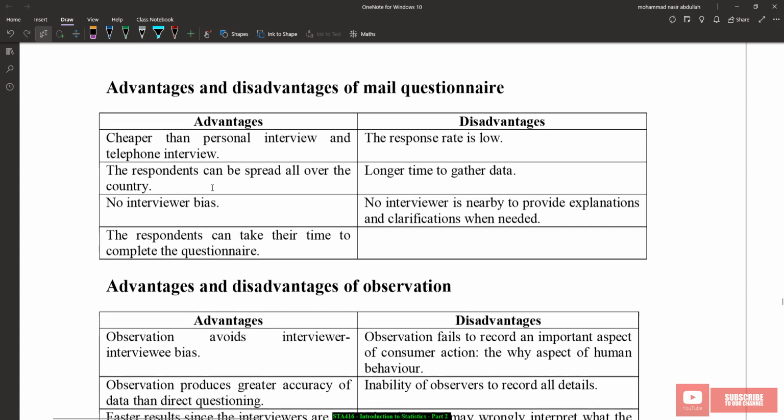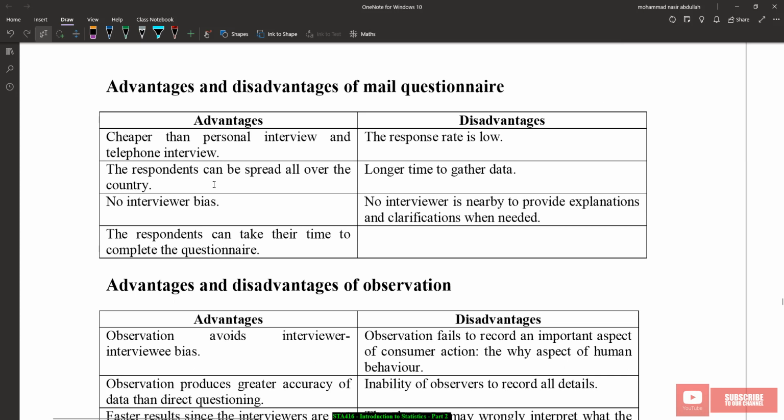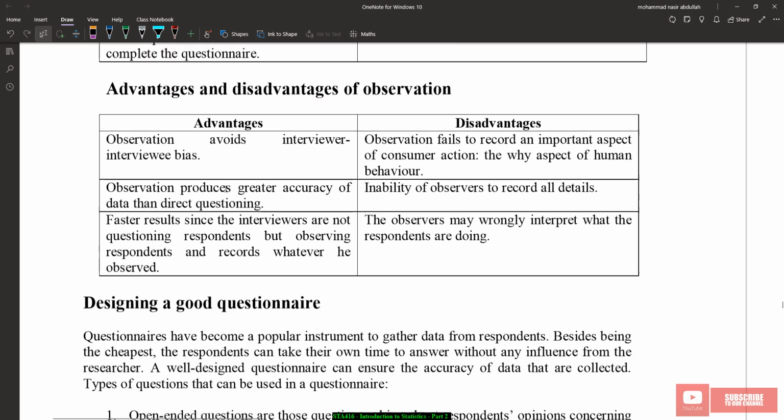Then the advantages and disadvantages of mail questionnaire. This is kind of outdated, but currently still in practice. Some still do it. It's cheaper than personal interview, but not cheaper than telephone interview. The response rate is very low. When you send it to the respondent, maybe the respondent just ignores the questionnaire, or it takes a longer time to gather the data.